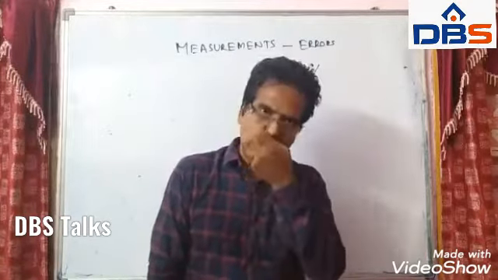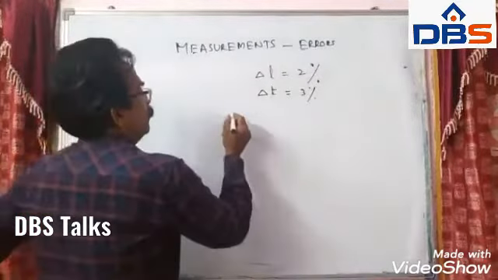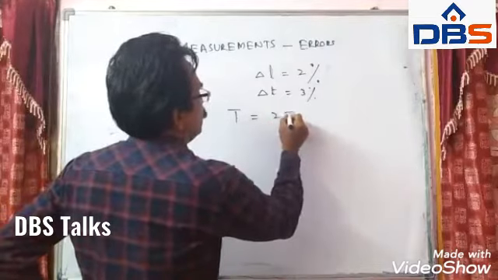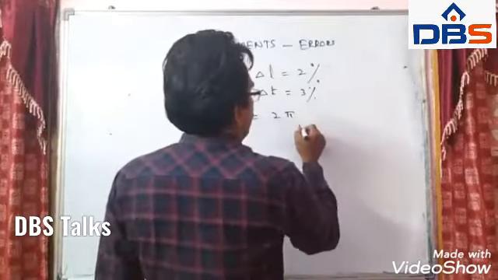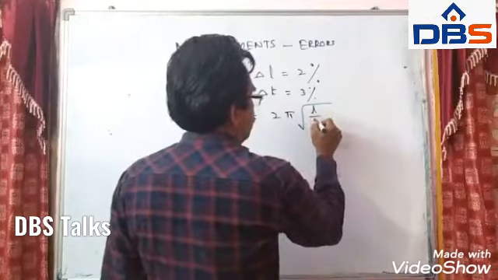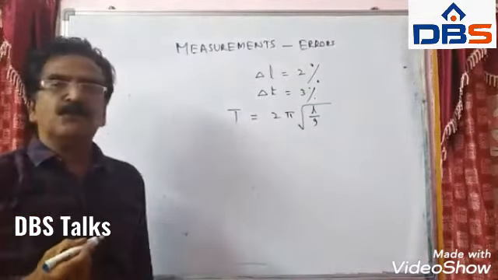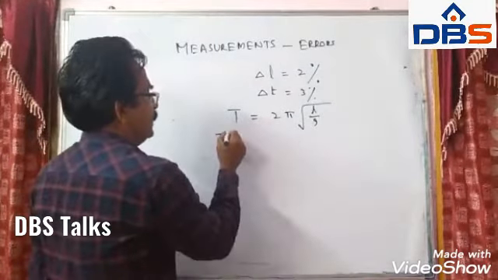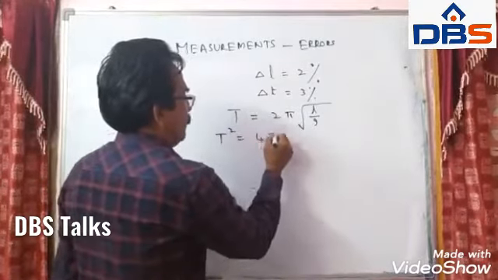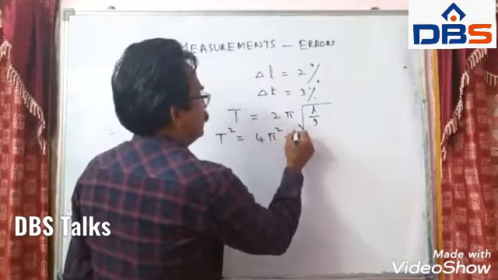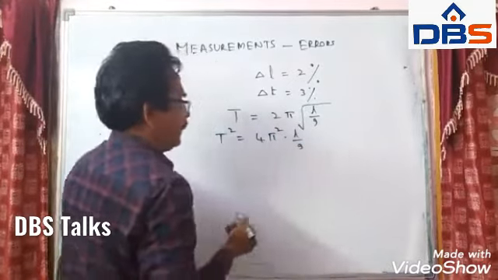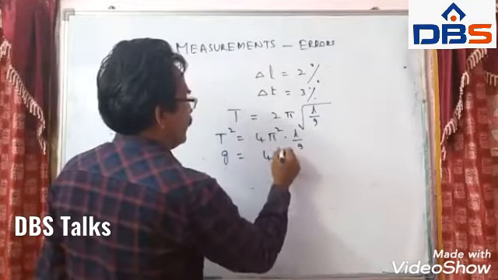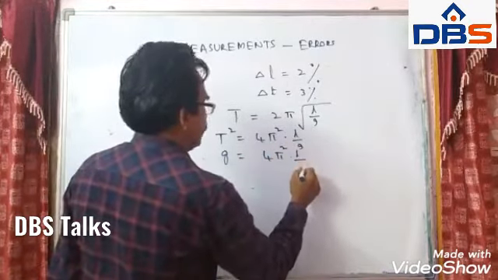Delta G by G. So friends, we know this formula: T is equal to 2 pi into root of L by G. Right friends? On squaring, T square is equal to 4 pi square into L by G. So G is equal to 4 pi square into L by T square.